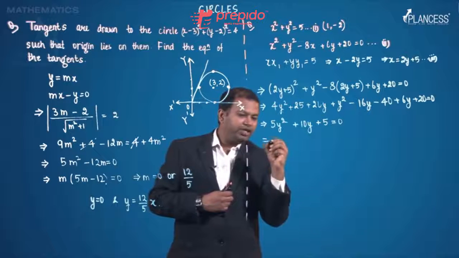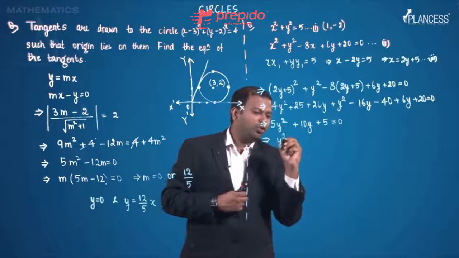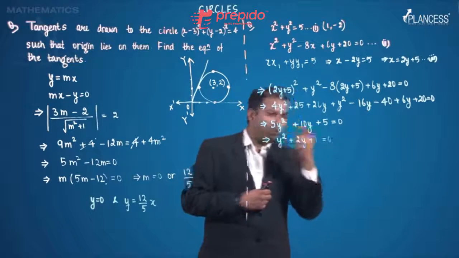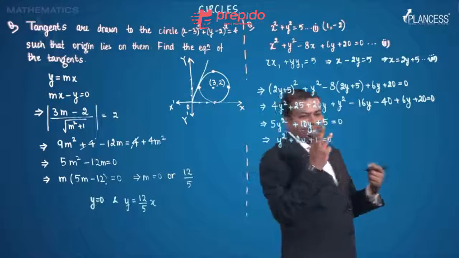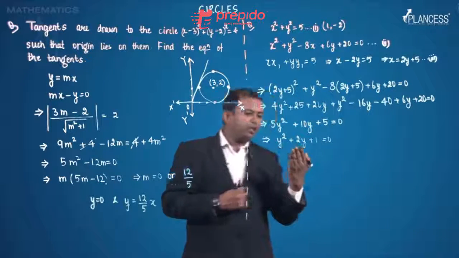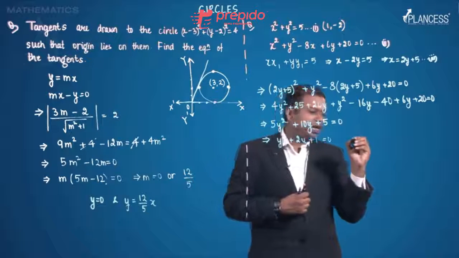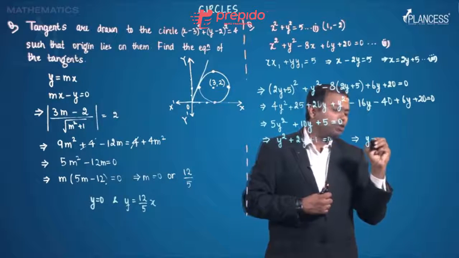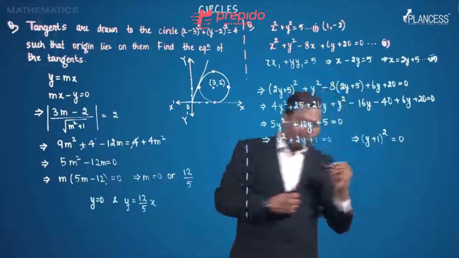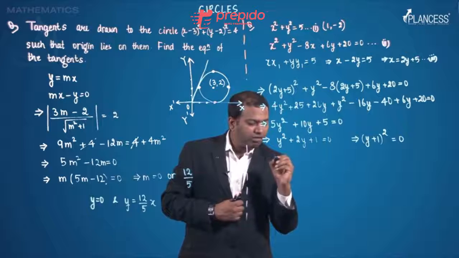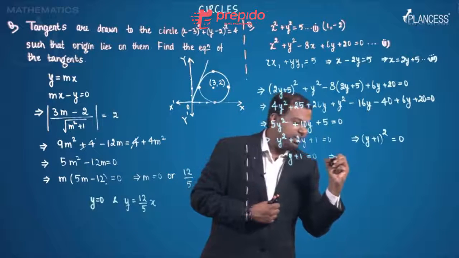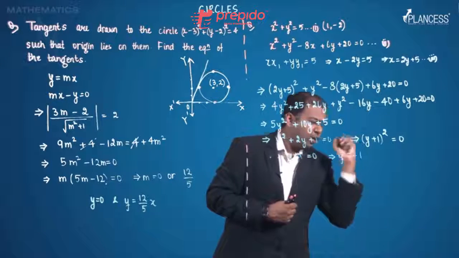So clearly this equation reduces to y square plus 2y plus 1 equal to 0. So what we have basically done is taken common 5 and divided by 5 on both sides. Now y square plus 2y plus 1 is y plus 1 whole square, the easiest of the formulas that you have studied, a plus b whole square. From here there is only one possibility which says therefore y plus 1 should be 0, and that is y is equal to minus 1.